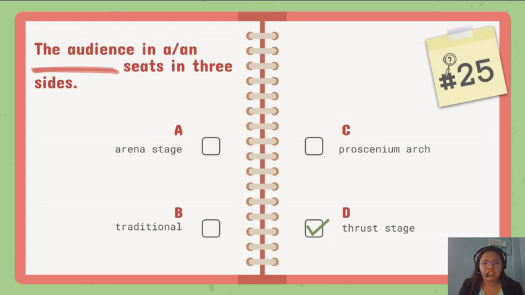Open or thrust stage is defined as the type of stage wherein the audience sits on all four sides of the arena. The apron of the stage is extended, so the acting area is moved forward.